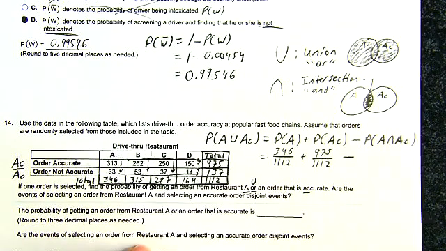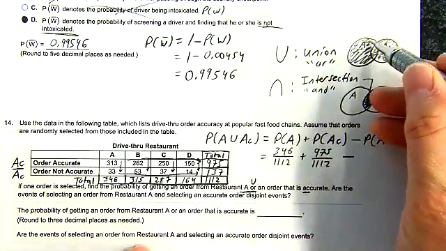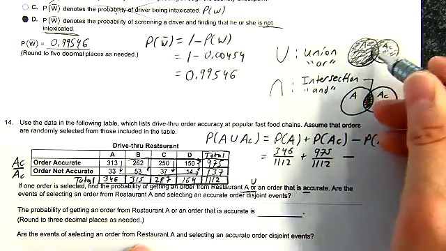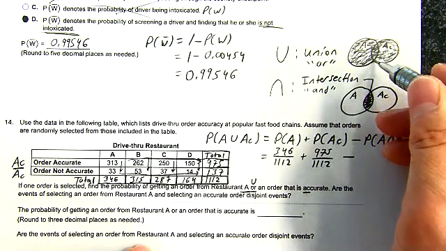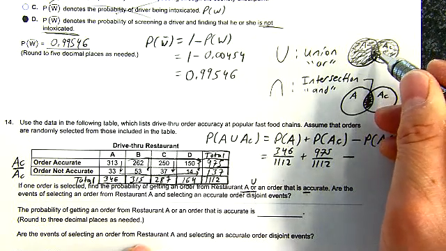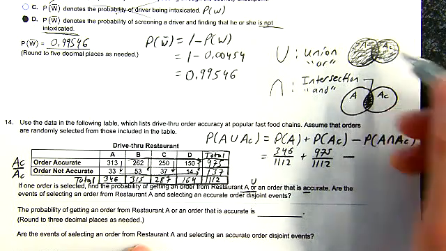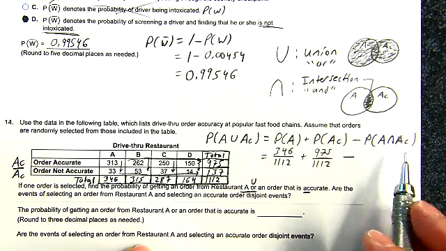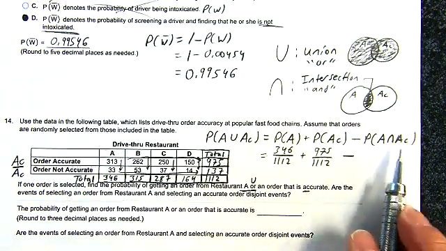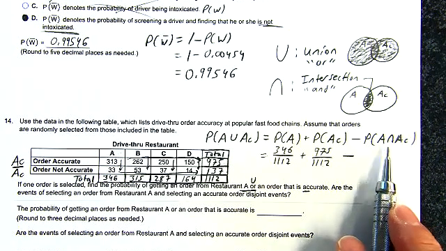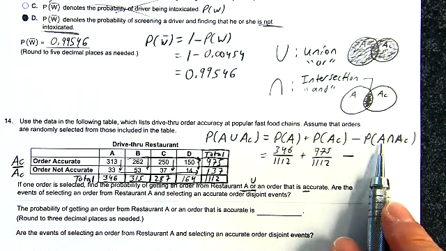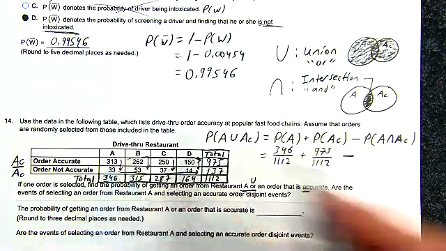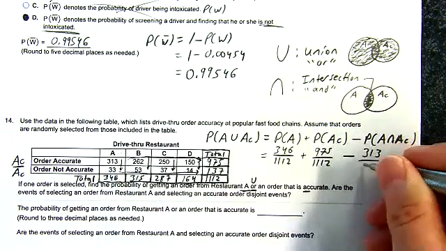And you can also see this graphically. So in the union, notice when I shaded in all of A, and then I shaded in all of accurate, this overlap got shaded twice, right? So that's also graphically how you can prove that you need this part here. Okay, so this intersection is the place where I overlap A and accurate, which is this number right here, 313. So let's subtract 313 over 1112.